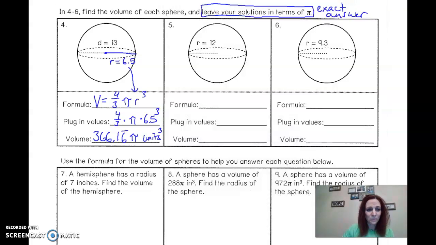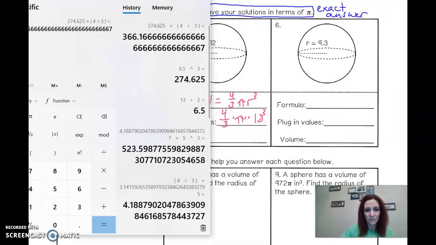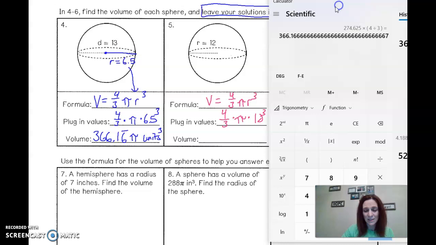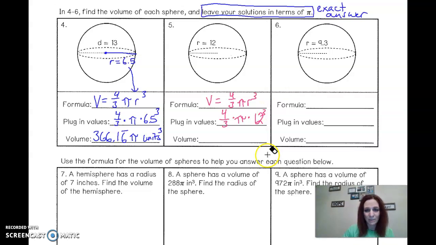Let's look at this next one. Our formula again is 4/3 pi times our radius cubed. If we plug in the values, we have our radius, 12 right here. So 4/3 times pi times 12 to the third. Grab the calculator again. I'm going to come this way with that so you can see. And that's a 12 there, sorry. 12 to the third. Wow, that is really bad. There, maybe we can read it.